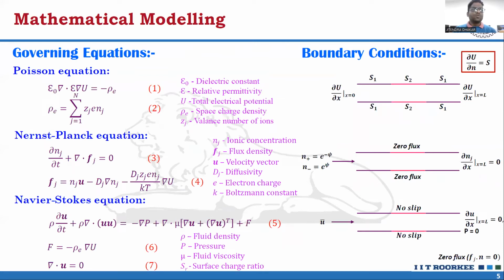The mathematical modeling used to model the flow problem is described here. So these are the governing equations. Here, equation 1 is a Poisson equation that relates the total potential to the net charge density, and equation 3 is the Nernst-Planck equation that describes the conservation of each species, and equation 5 is the Navier-Stokes equation, that is the momentum conservation equation, and equation 7 is a continuity equation. F is the extra electrical body force term that is shown in equation 6. These are the boundary conditions for these governing equations.